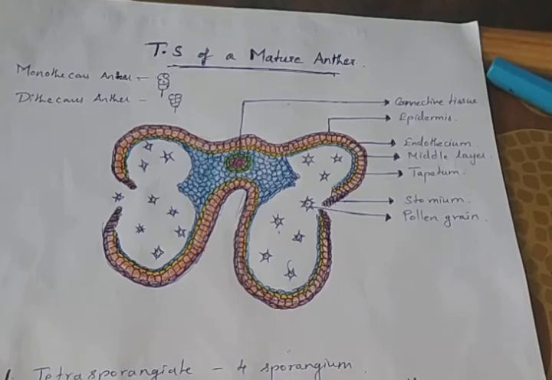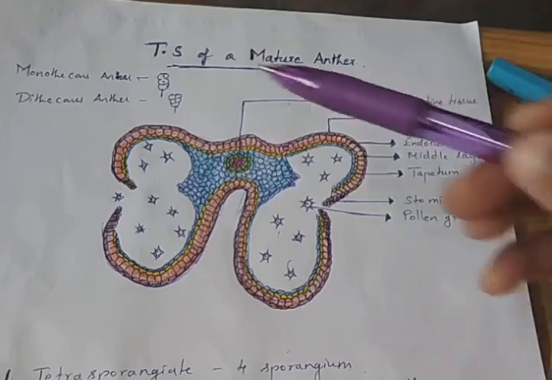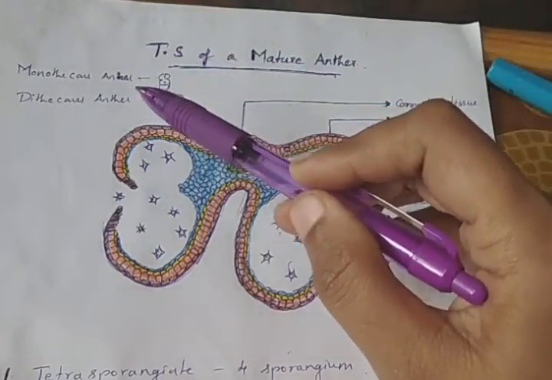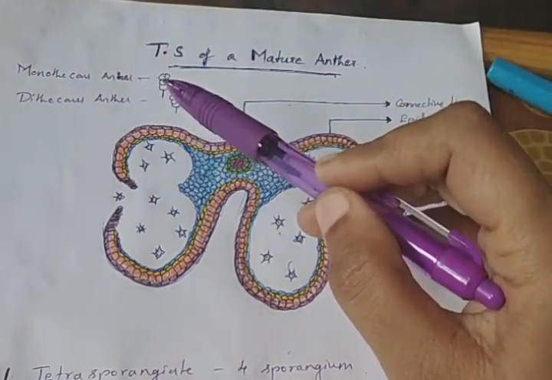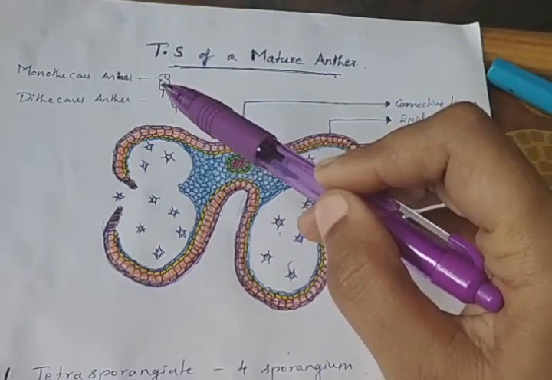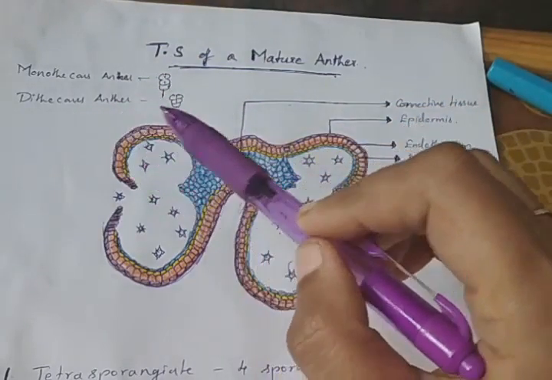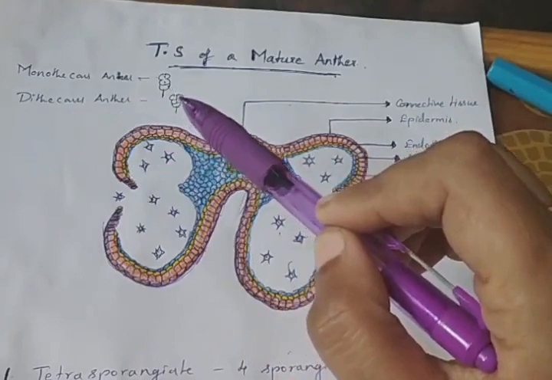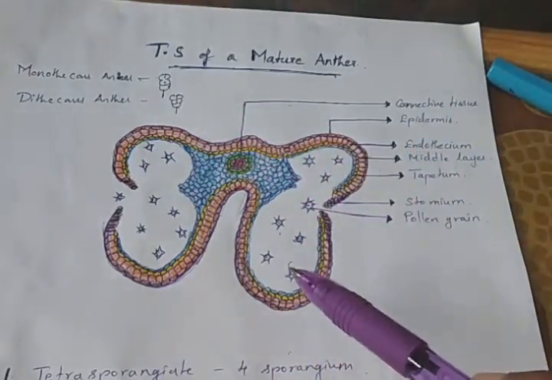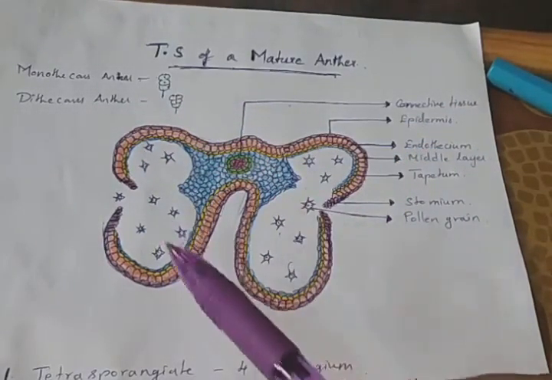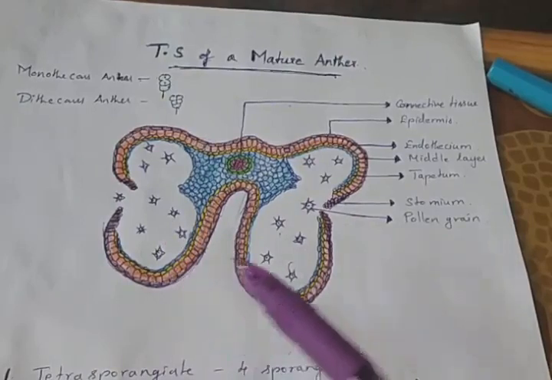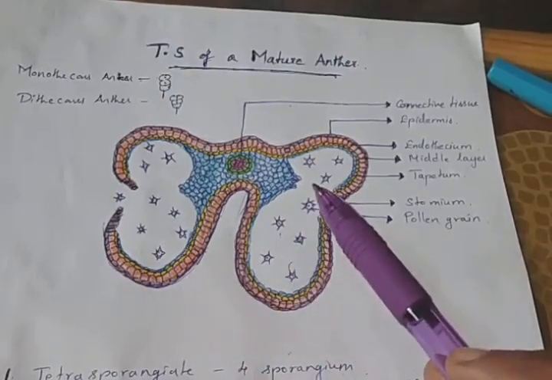We have two types of anther in the flowering plants. One is the monothecous anther, in which you have one lobe with two compartments. In dithecous anther, you have two lobes with four compartments. These four compartments we call a sporangium or pollen sac, in which the pollen grains are arranged.